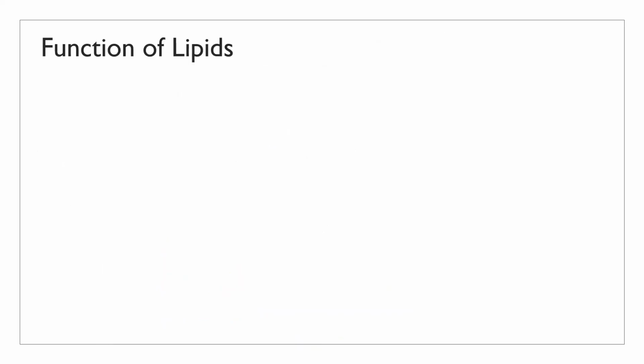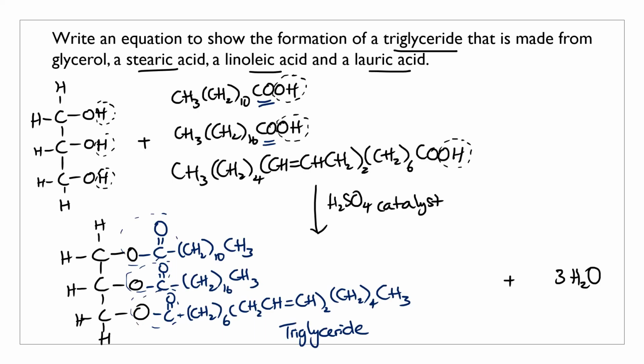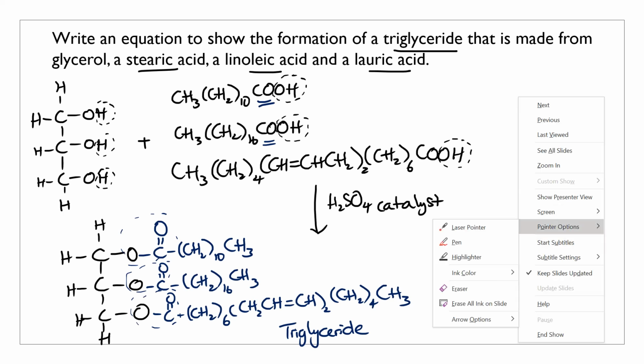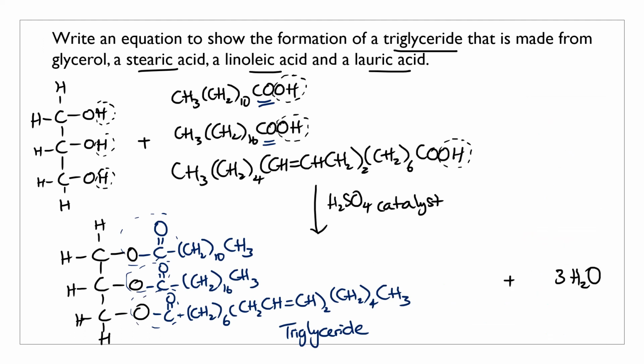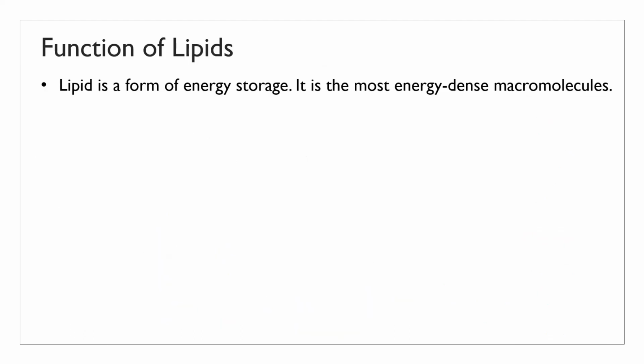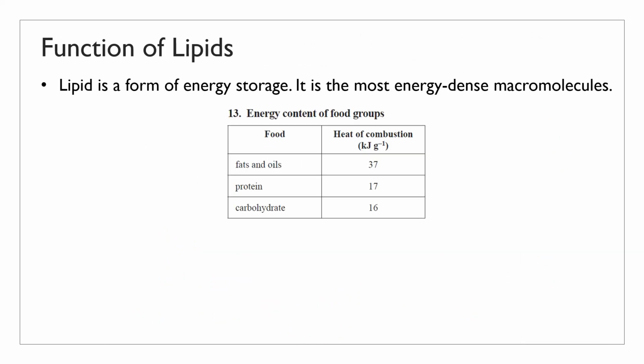All right, a lot of you should know this already, but let's just talk about different functions of lipids. So once you make the triglyceride, what happens to it in the human body? The main function of lipid, I suppose, would be energy storage. Out of all of the different types of macromolecules, this is the most energy dense form. This little table is actually given to you in the data book as well. We'll talk about this a little bit later with calorimetry, but fat and oil, on average, 37 kilojoules per gram, whereas protein and carbohydrates have less energy.